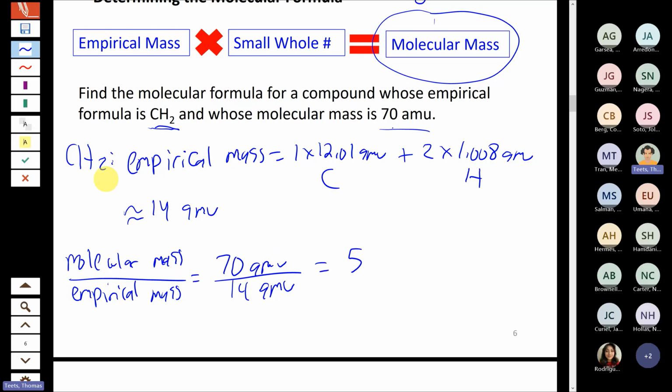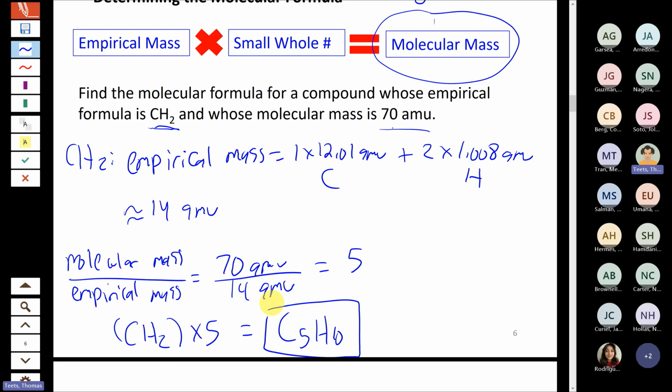All right, so basically the factor that relates those two is 5. And so what that tells us is that the molecular formula, which could be any whole number multiple of the empirical formula, in this case is going to be 5 times the empirical formula, because the masses are related by a factor of 5. That means the formulas have to be related by a factor of 5 as well. So our empirical formula was CH2. We multiply that by 5 to get a molecular formula of C5H10.